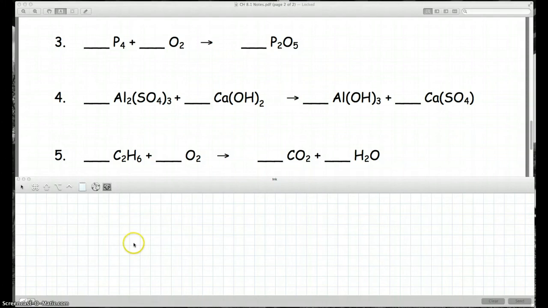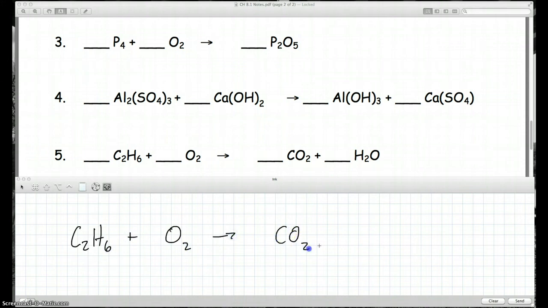Okay, in the last video we got through the first four examples. I want to do a couple more examples here and tell you about a couple more tricks that you'll want to know. This next example, number 5, C2H6 plus O2. This one starts out fairly easy.